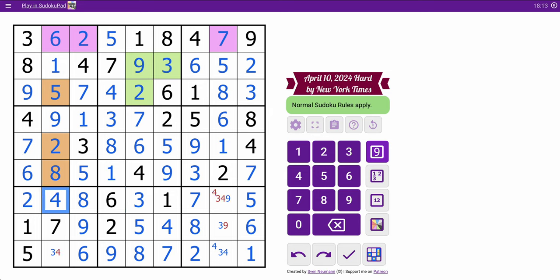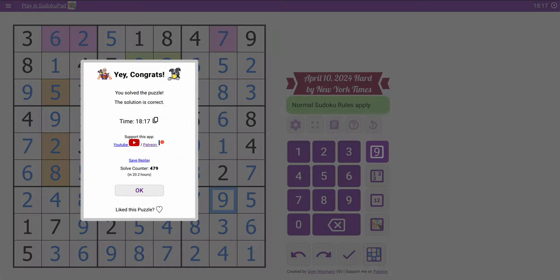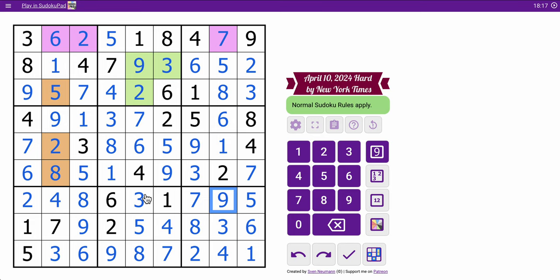Sorry for that flare there. I mistyped the digit. 4, 3, 9. There we go. Well, 18 minutes, even with a mistake. Yeah, if I was more careful in scanning the board, that would have been 12 or 13 easily.